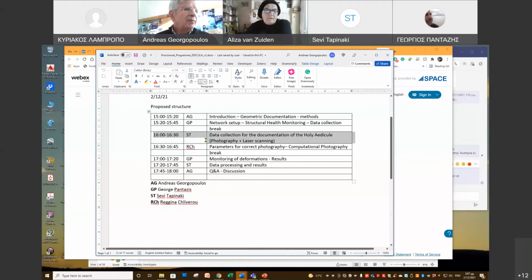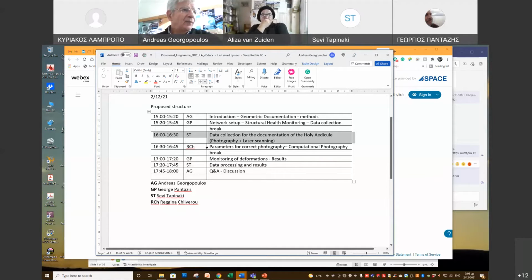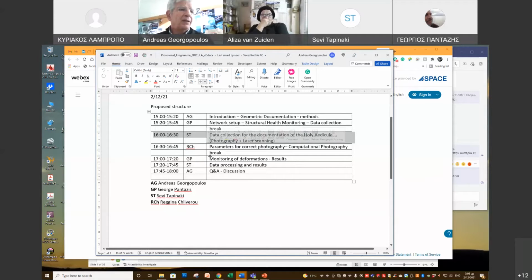And then Mrs. Tapeinaki will discuss data collection for the documentation of the Holy Edicule. All speakers, apart from me, will talk about what we did as the documentation team in the Holy Edicule in Jerusalem. And then Mrs. Chliverou, a trained photographer and a very valuable member of our team, will discuss the parameters for correct photography and some notions of computational photography.